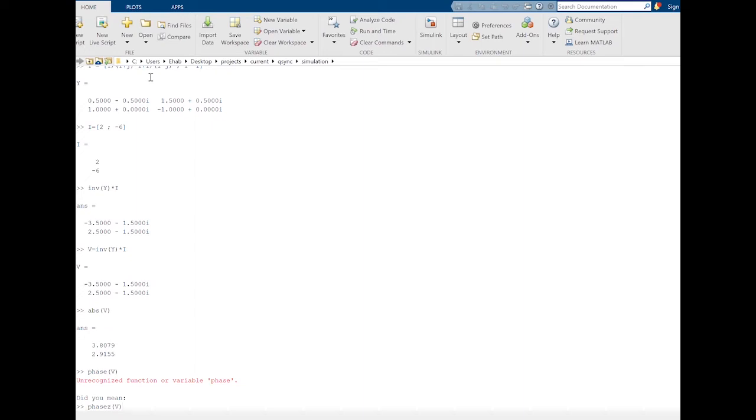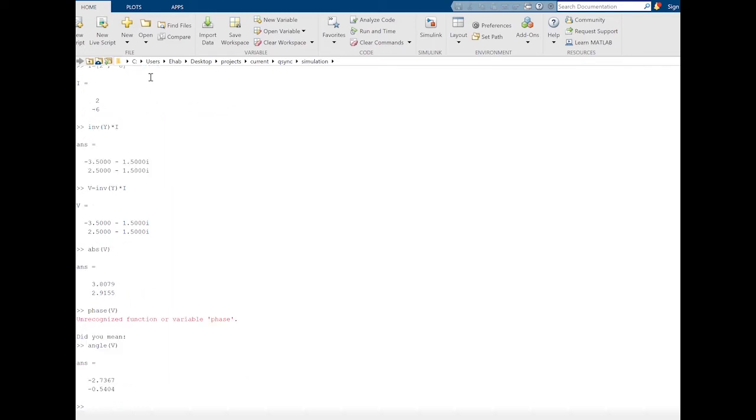Oh, what did I do? I think the function is called angle. Yeah, angle of V. Okay, this gives me the angle in radians. What I want is to get the angle in degrees. So I divide by pi and then I multiply by 180. That gives me the angle in degrees.